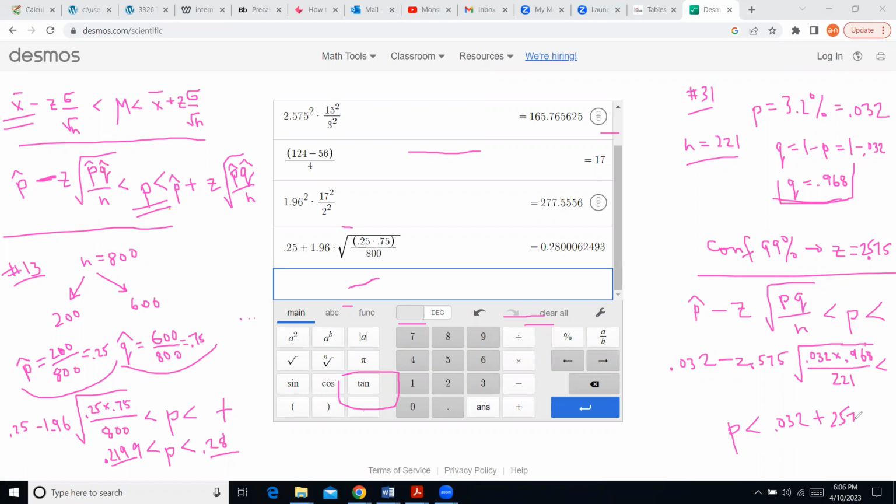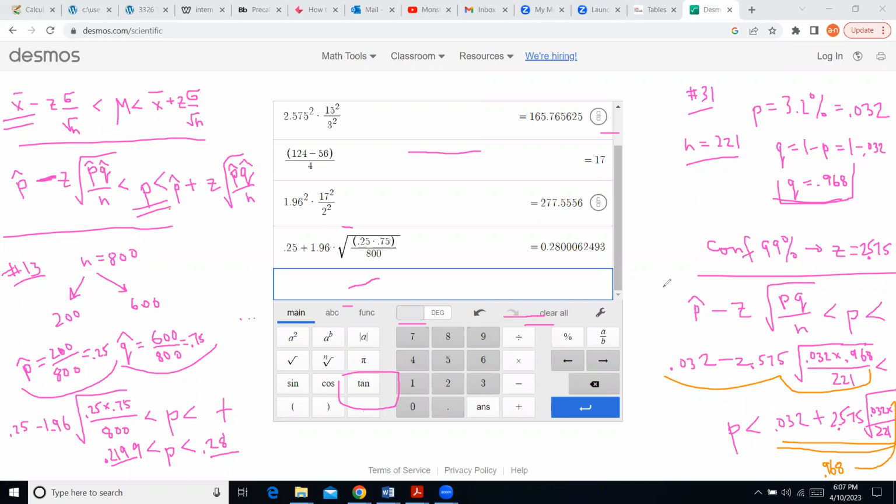2.575, which is multiplied by that square root from 0.032. The denominator is 221, and that's multiplied by that same exact number, 0.968. Where can I squeeze 0.968? Maybe I can do it this way. I can say here, 0.968. So let me calculate the right end, and then you will calculate the left end for a little quiz.